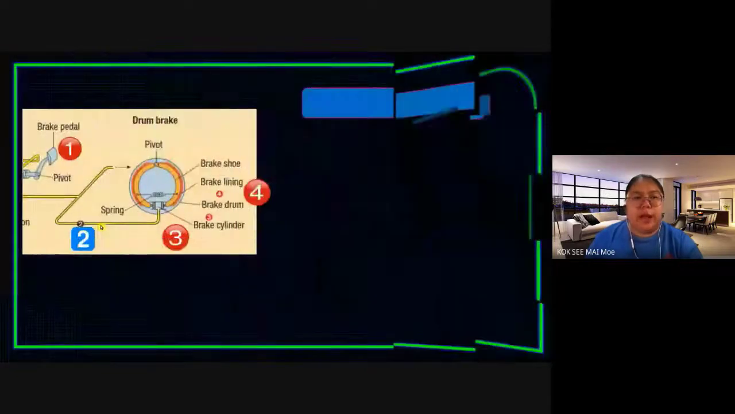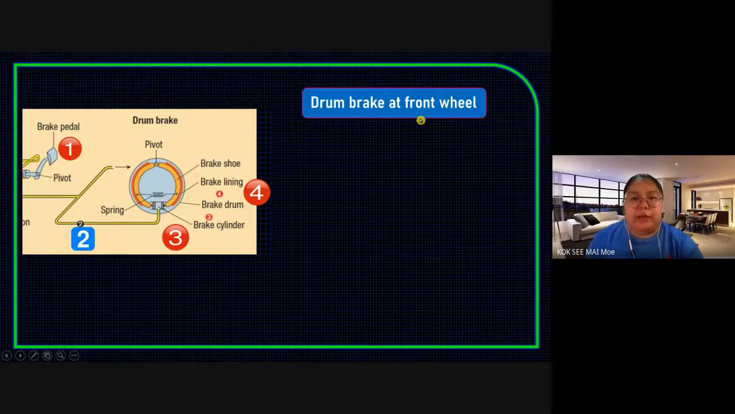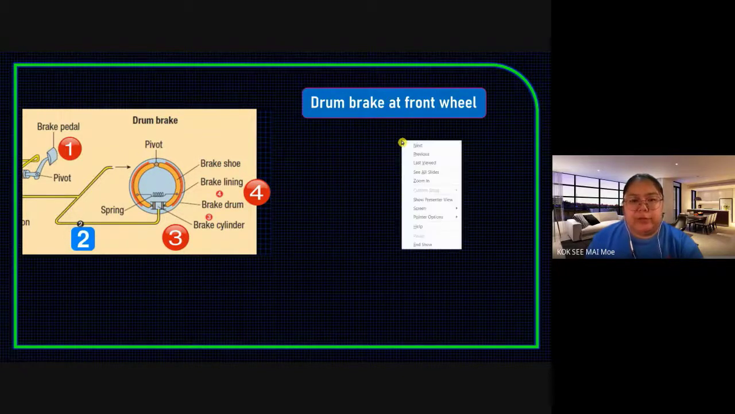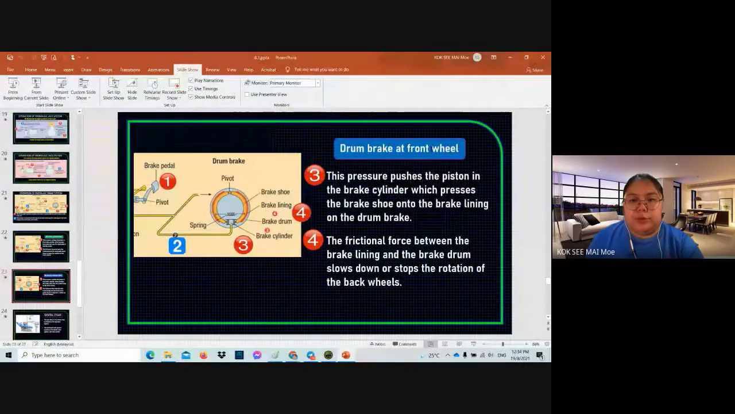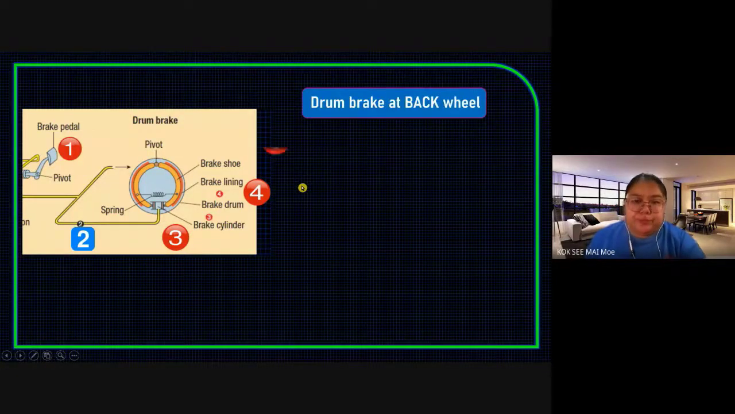You can see for the back is a drum brake. Drum brake at the back, not the front wheel. Okay, I'm going to change first. Back wheel. This one is the back, not front. Okay, we go to the back wheel.